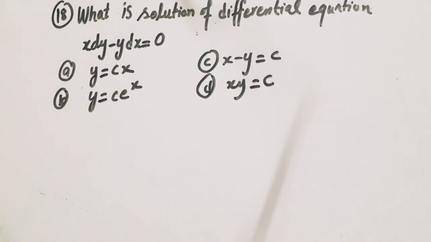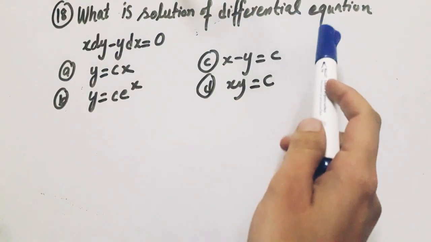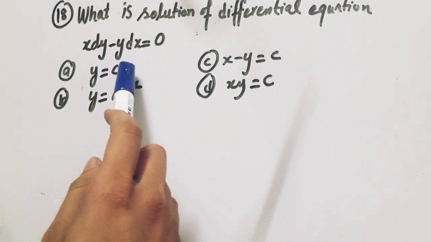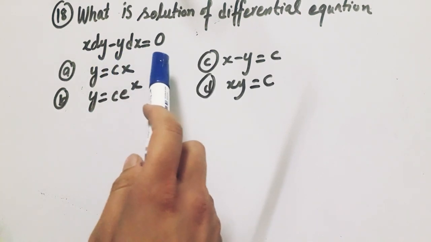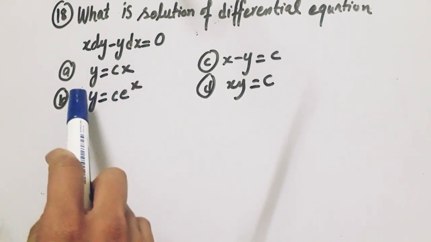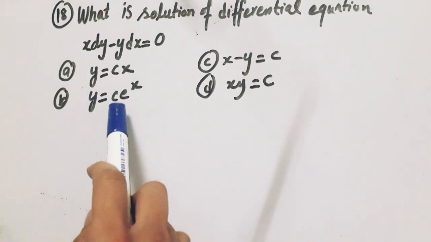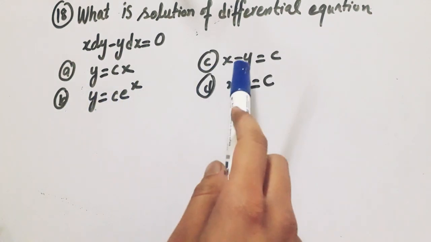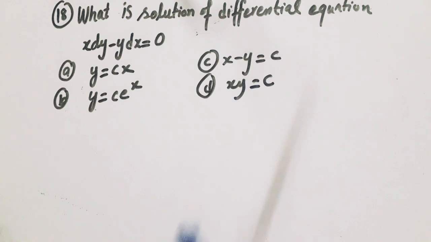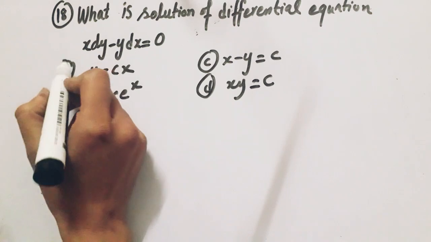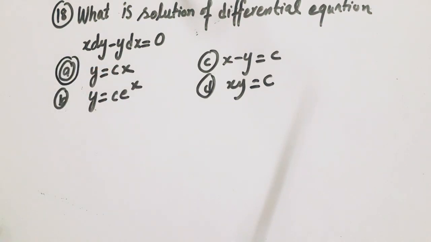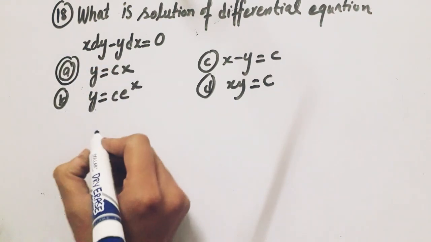Now MCQ 18 is, what is the solution of the differential equation x dy minus y dx is equal to 0? y is equal to cx, y is equal to c e raised to power x, x minus y is equal to c, or xy is equal to c. So the right option is y is equal to cx. This option is right. What is the reason behind this?